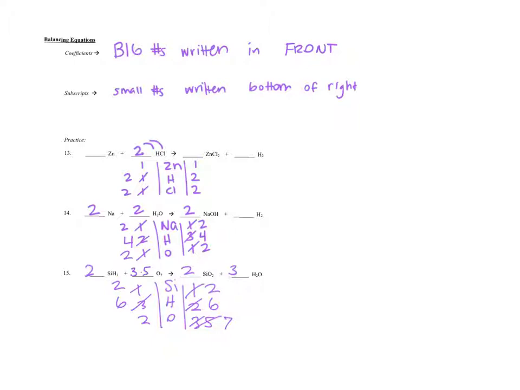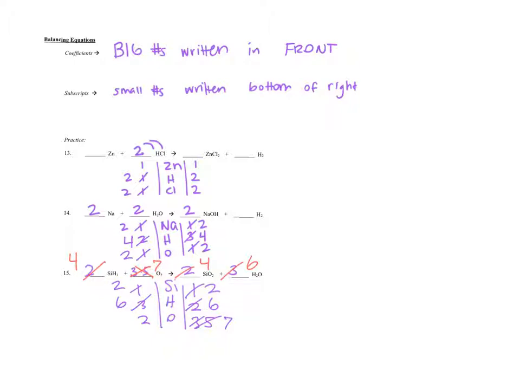Don't erase anything. Don't change anything. If I know I have to get rid of this 3.5, what I can do is multiply it by 2. Because remember, 0.5 is a half. If I want to get rid of a half, I multiply by the reciprocal. So all I'm going to do is take 3.5 and multiply that by 2. And I'm going to get 7 here. What you do to one, you have to do to the other.